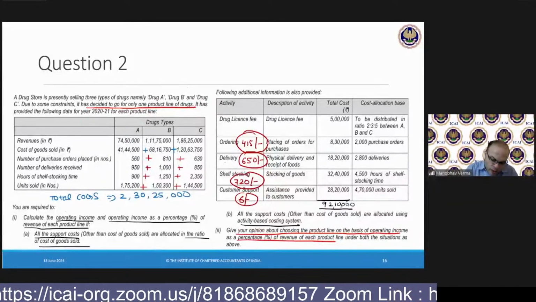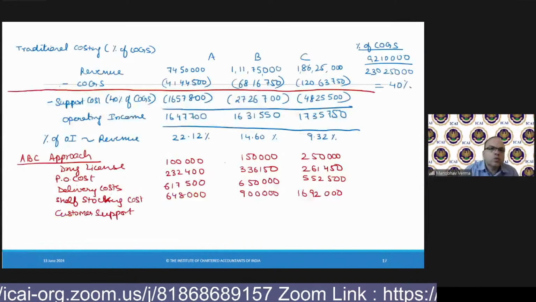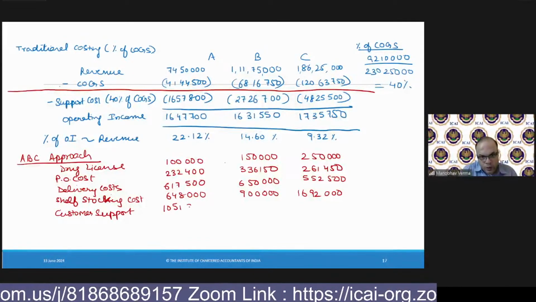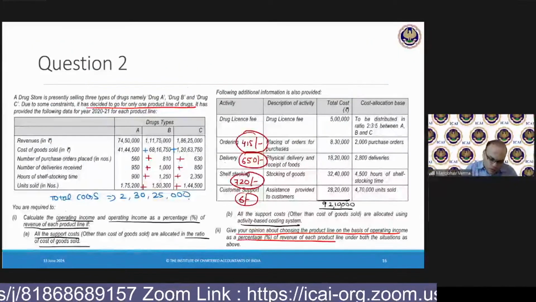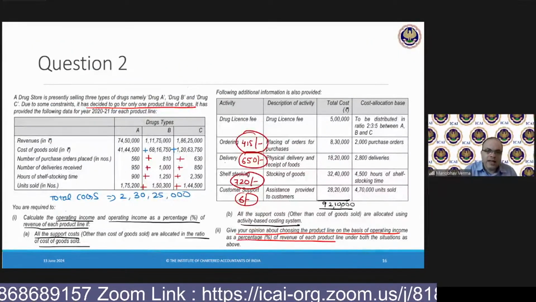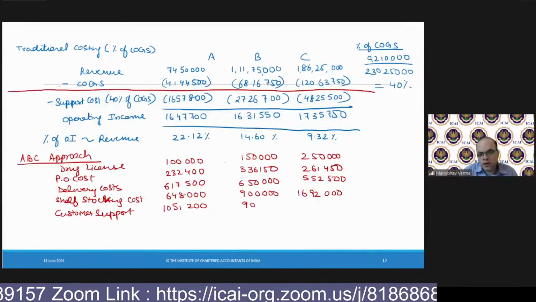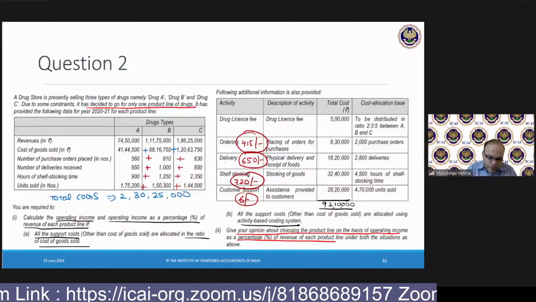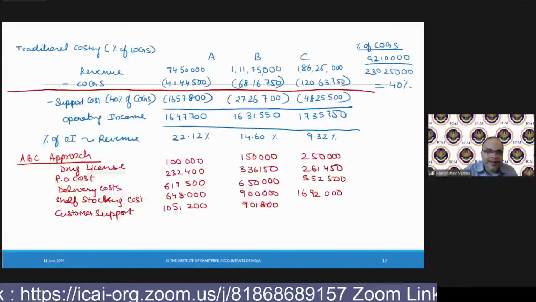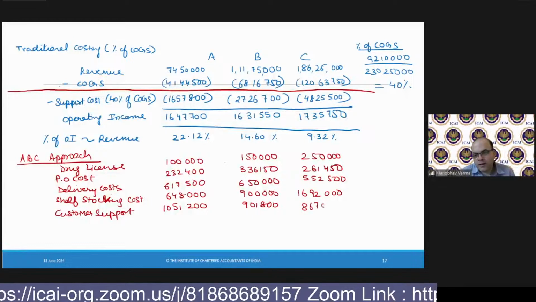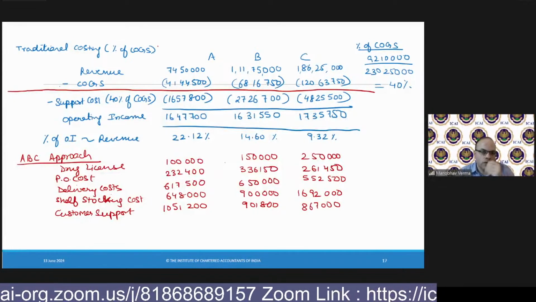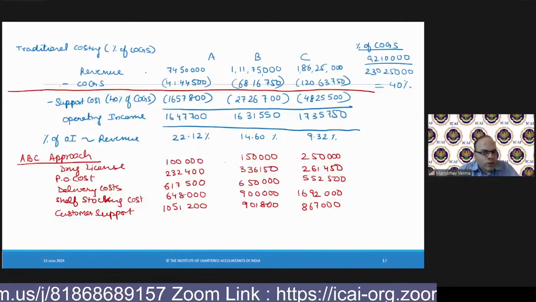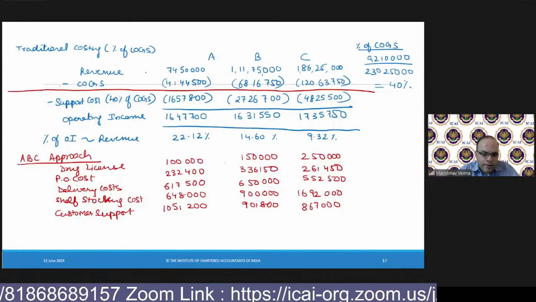So 175 200 into 6. We're looking at 10 51 200. 150 300 into 6, 901 800. And 144 500 into 6, 867. Thanks, Ento. Ooh, that was quite an effort, right? So I think everyone has got it.